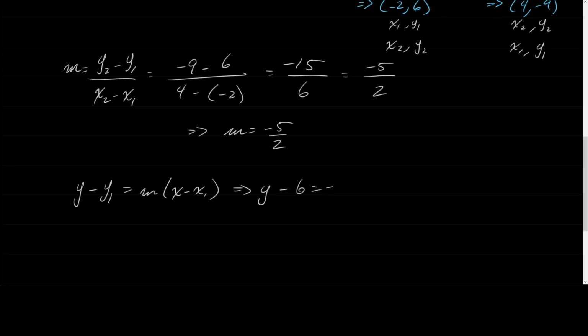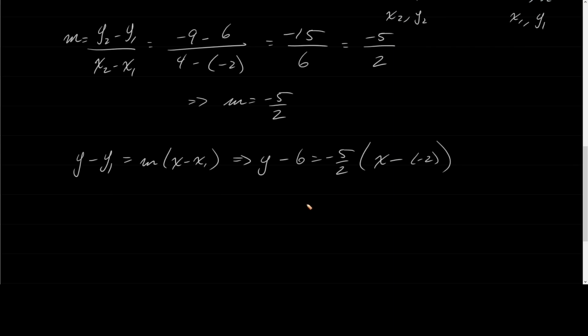The slope, negative 5/2 times x minus. Now, because I chose 6, I have to take that negative 2. All right? You have to be consistent, keep them together. Now, from here, let's see what we get. Negative 5/2 times x is negative 5/2 x.